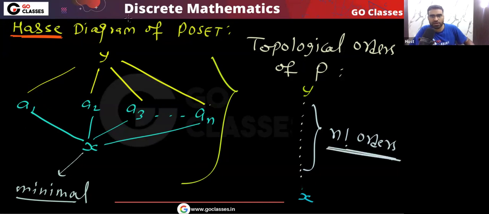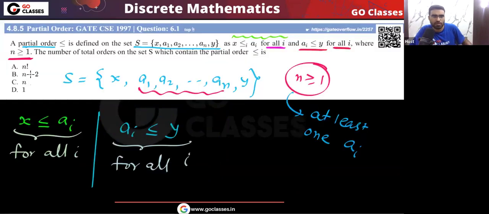Here you can have n factorial orders. So your final answer will be what? That will be n factorial. Answer will be option A. Is this clear? Let me know.